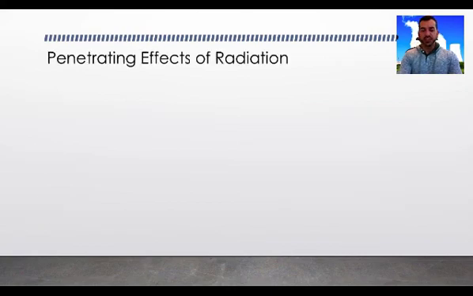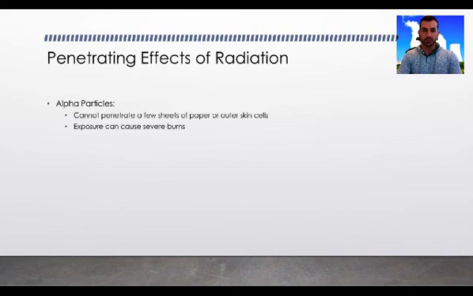The last thing we need to talk about in this note section is the penetrating effects of these radioactive particles, in terms of how much these particles can penetrate and to what degree they can cause some problems. Alpha particles can't penetrate a few sheets of paper or the outer skin cells. Enough exposure to alpha particles can actually cause severe burns. So alpha particles can't penetrate our skin, but if we're exposed to enough of them for a long enough period of time, they can definitely cause problems with severe burns.